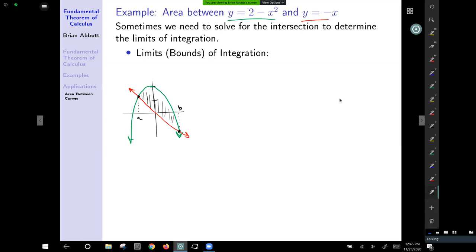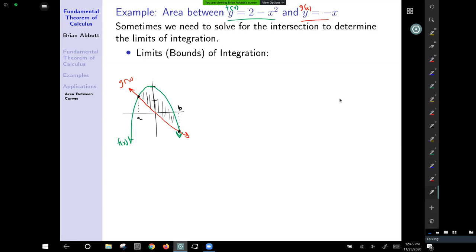That will give us our limits of integration, because we very clearly have a top function and a bottom function. Since they don't cross each other, the green one's always on top of the red, so we can do this with a single integral. Let's call the green one f of x because it's on top, and the red one g of x. Label our picture accordingly: f of x and g of x are our top and our bottom.